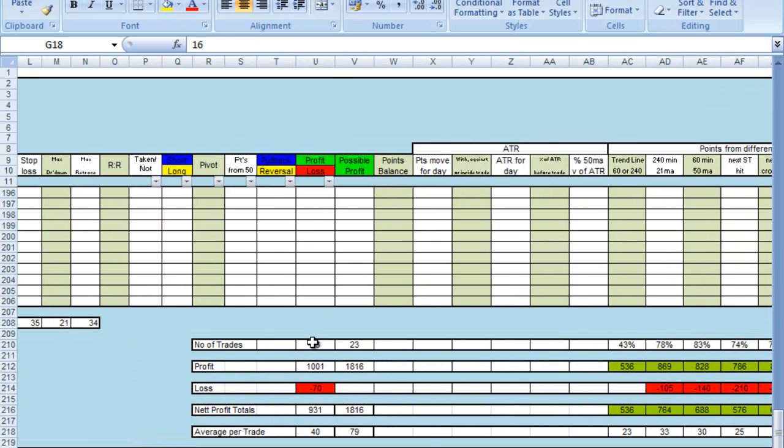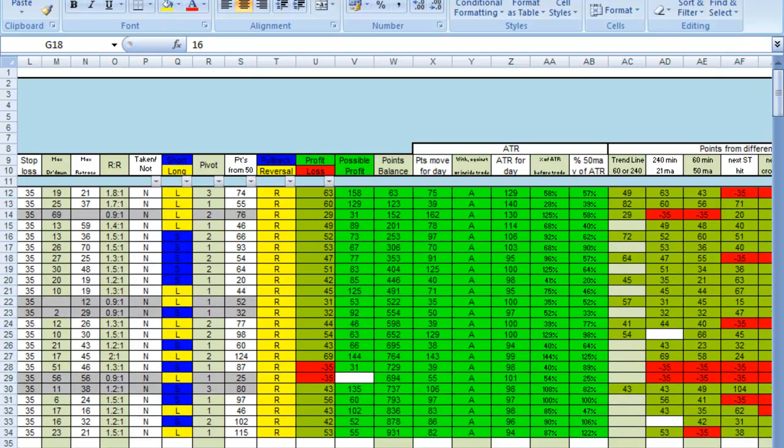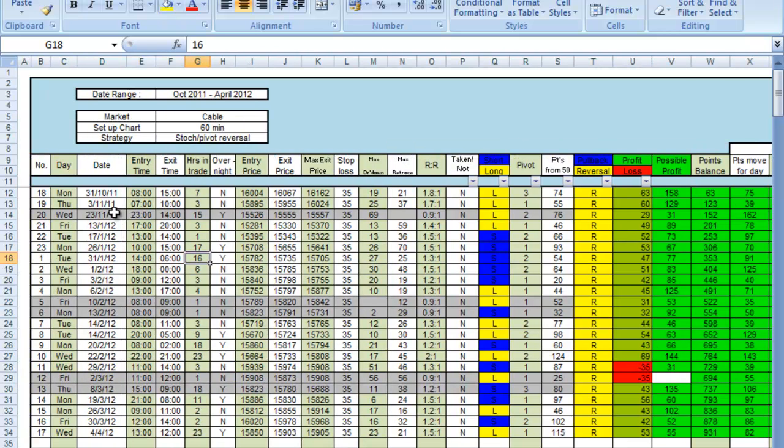In terms of points, this is 931 points net. That's after the 2 losers. You notice that we've got only 2 losers out of 23 trades. That's a 90% win-loss ratio. I did do some work, but not to this set of criteria. I did some work for October, but that data isn't available to me anymore, so I can't add those into the sheet.